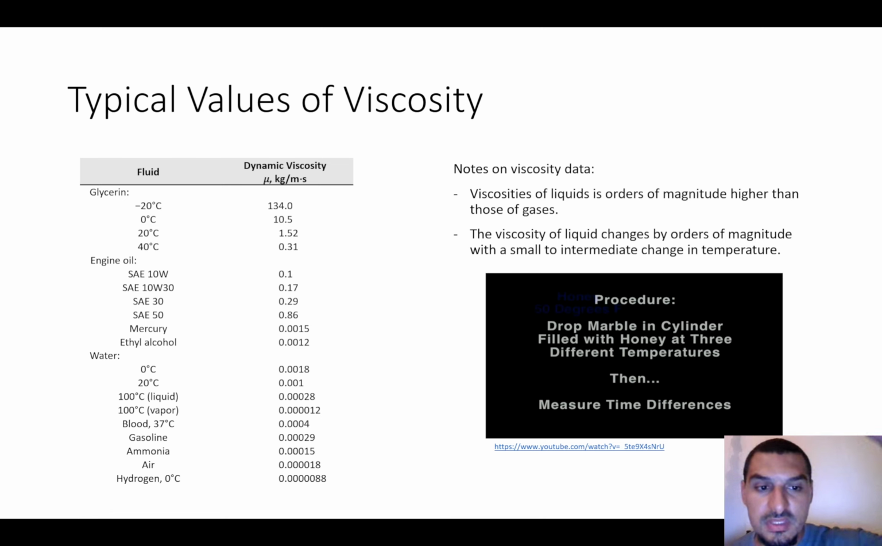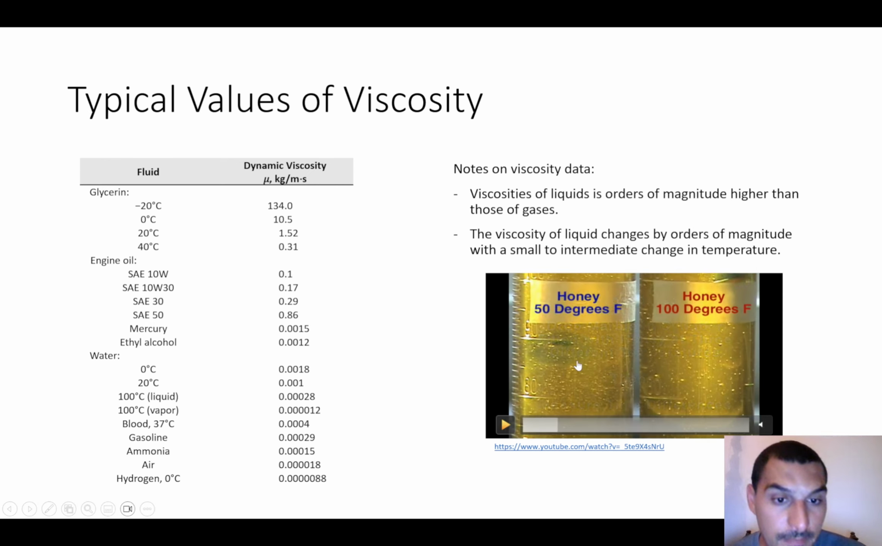It's a glass marble that is left to fall freely in the cylinder that is filled with honey. Here, this is honey at 50 degrees Fahrenheit, which is around 10 Celsius or something. And this is honey at 100 degrees Fahrenheit, which is around 37 degrees Celsius. So here you would see that the marble is falling, okay?